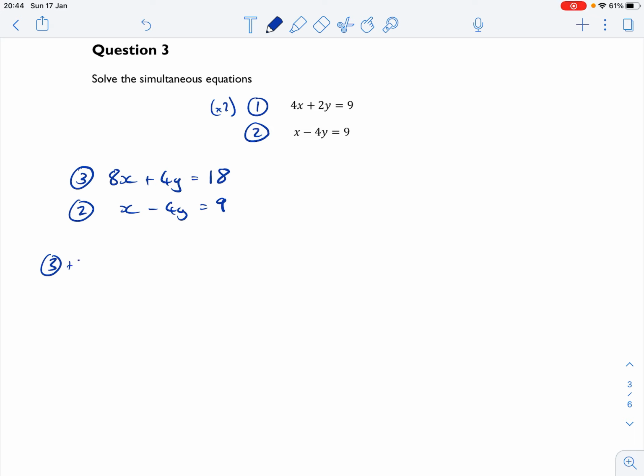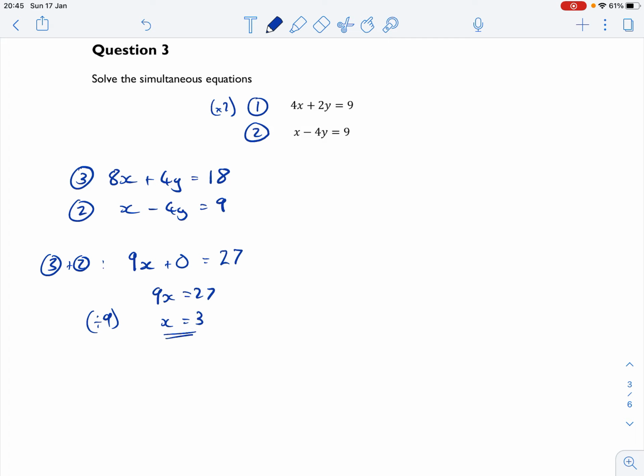So 3 plus 2. I think about the x's, 8x plus x is 9x. Think about the y's, 4y minus 4y is 0. And 18 plus 9 is 27. And from this point, I can solve it in exactly the same way I did before. So I get left with 9x is equal to 27. Divide both sides by 9, and I get left with x is equal to 3.